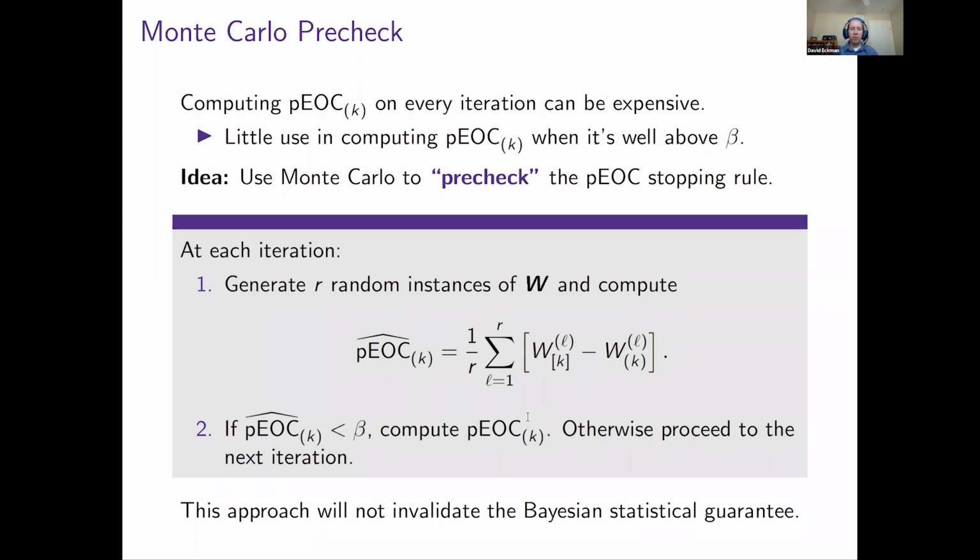But if the Monte Carlo estimator is not less than beta yet, we're not going to bother computing the exact quantity, and we're just going to proceed to take data. This approach of pre-checking with Monte Carlo is not going to invalidate the Bayesian statistical guarantee, because we are only stopping after having exactly computed posterior EOC.